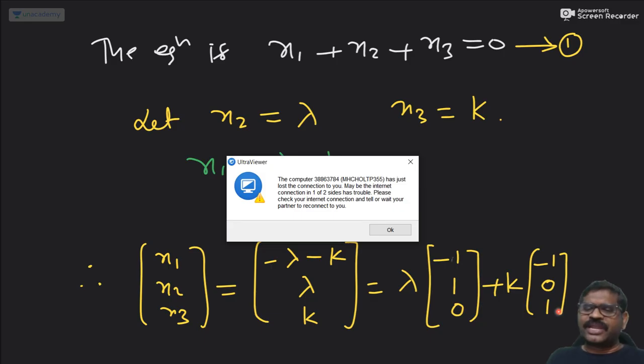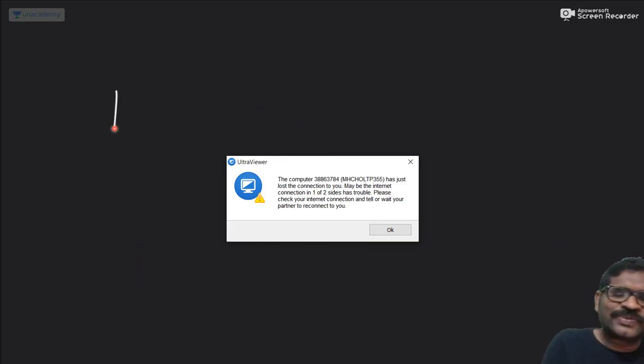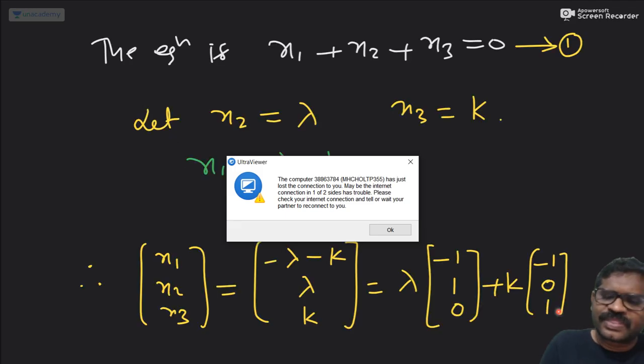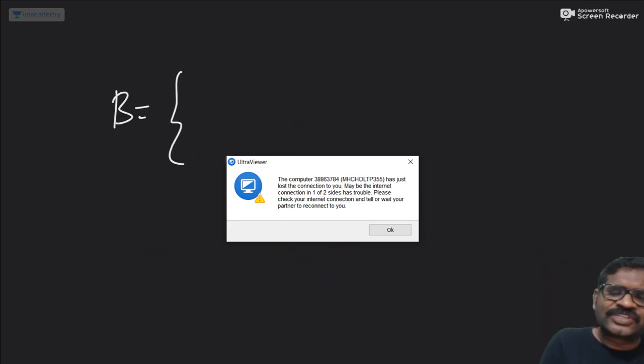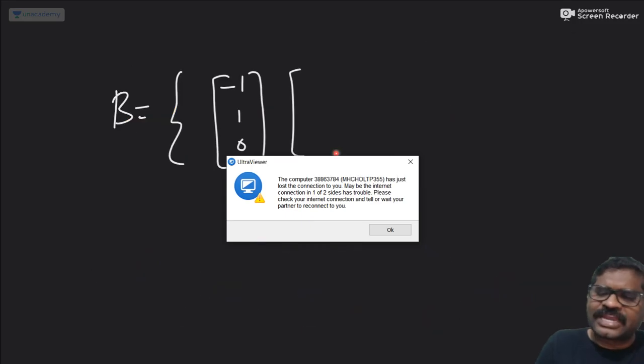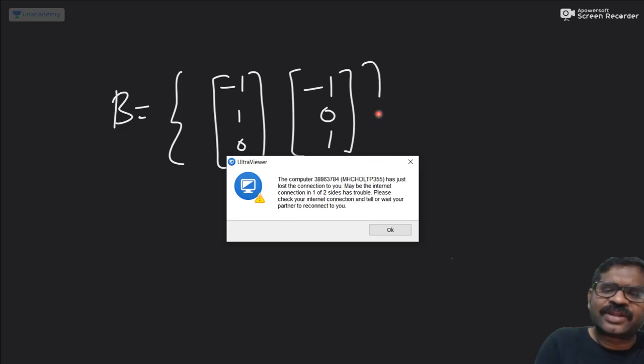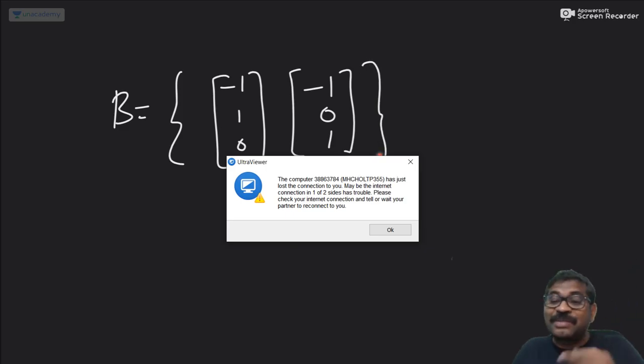Lambda into (-1, 1, 0), K into (-1, 0, 1). Now, basis equal to {(-1, 1, 0), (-1, 0, 1)}. Look at the dimension of the vector, which is 3.